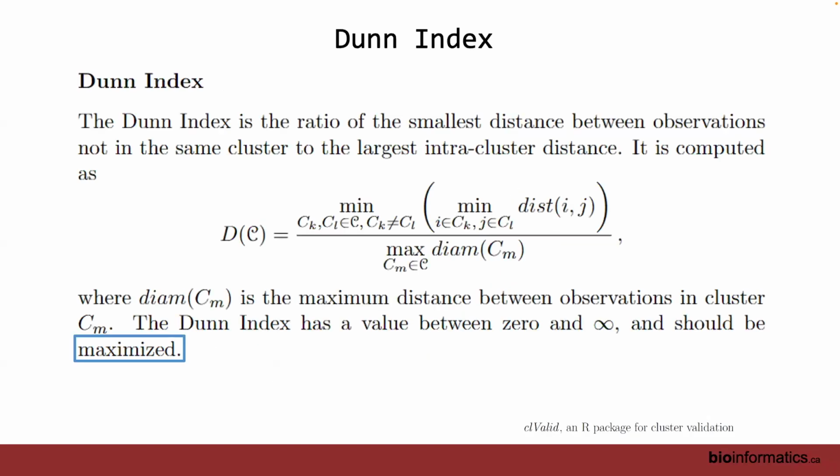Similarly, you have another method. I'm not going to go into the exact formula. Just know that there are multiple metrics. They have pros and cons. So on balance, you want to pick the one that most of the methods agree on. The Dunn index is something similar, and the higher the number, the better your clustering.